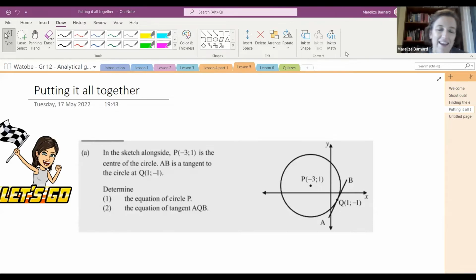Okay, let's see. In our first question, in the sketch alongside, P with those coordinates, -3 and 1, is the center of the circle. AB is a tangent to the circle at Q (1, -1). Determine the equation of circle P and the equation of tangent AQB.